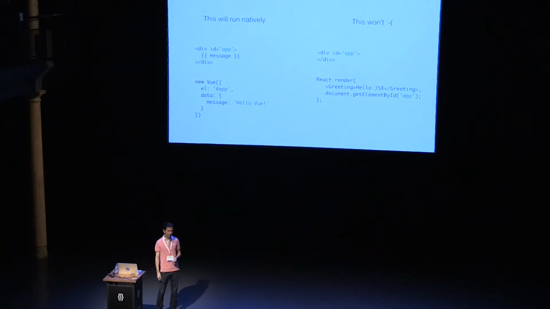You can see this in the following example. On the left side, you see some Vue.js code. This will run natively in the browser because there's nothing special about it. And on the right side, there's some JSX code, which will probably not run in the browser because the browser cannot interpret JSX code, right? And so for React, you always need some kind of pre-processing process, which I personally am not such a big fan of.